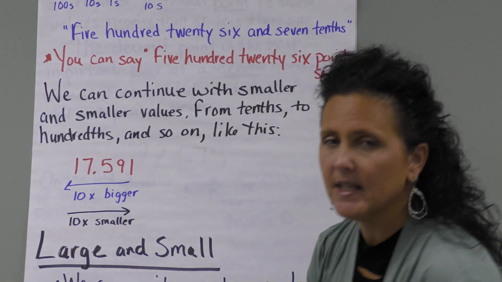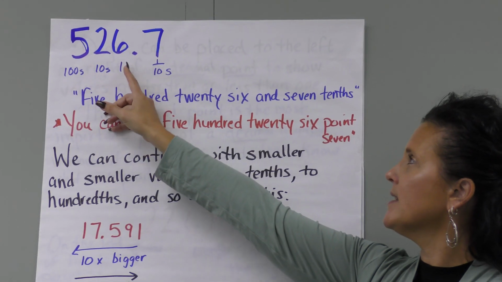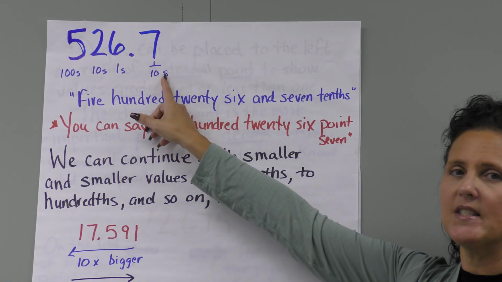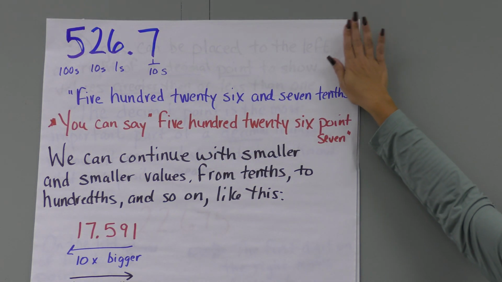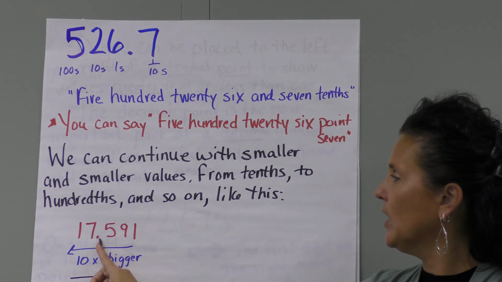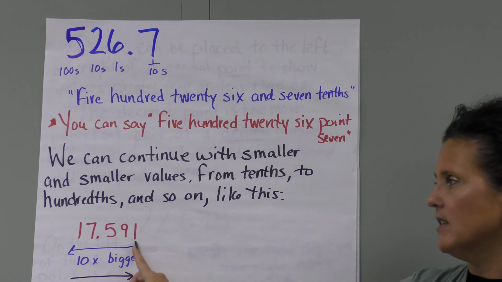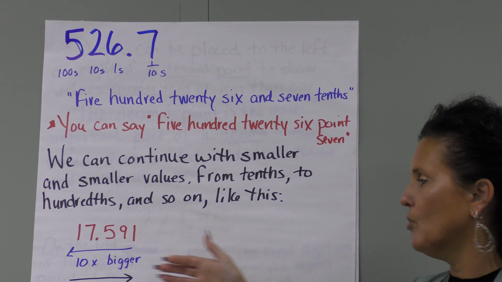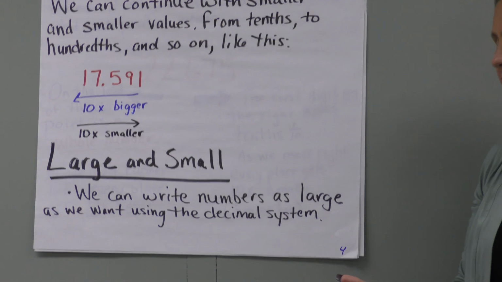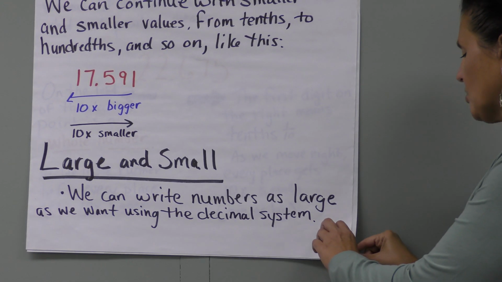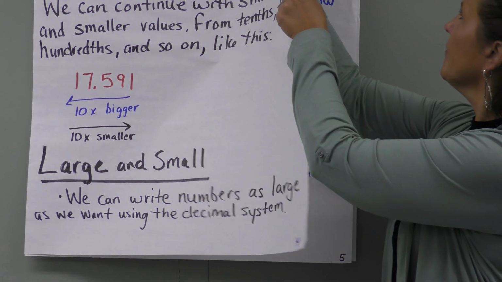So 526.7 gives us 5 hundreds, 2 tens, 6 ones, and 7 tenths because it's after the decimal, right? We can continue with smaller and smaller values from tenths. So from tenths we can go 10 times smaller to hundredths, 10 times smaller to thousandths. So that's how we're going to move when we go to the right of the decimal. We can write numbers as large and as small as we want to using decimal points. That's the point of the decimal system. So we can show those values of things that are much smaller than 1.